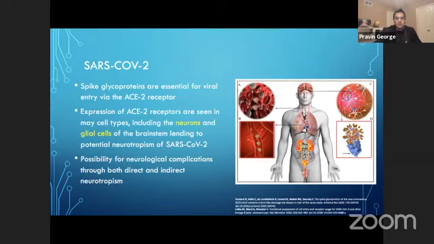Looking at this, the possibility for neurological complications is there, from both direct and indirect neurotropism as a result. This picture gives you a good representation of where all the spike glycoproteins find the ACE2 receptors, but these are the major ones.